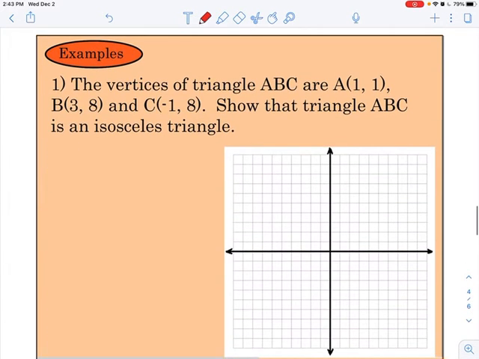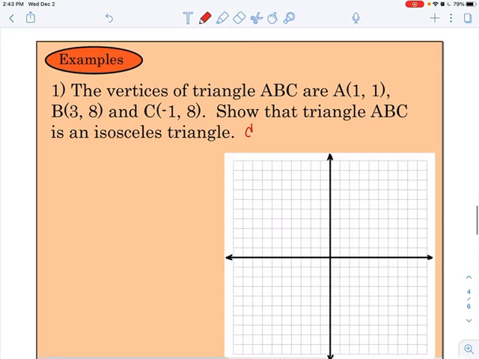Okay, so here we go with example number 1. The vertices of triangle ABC are (1, 1), (3, 8), and (-1, 8). And we want to show that triangle ABC is an isosceles triangle. So if you look back into that chart that we just scrolled through, this means I'm going to need to use the distance formula 3 times. I want to show it's isosceles, so 2 sides have to be equal. But I'm also going to show that the third one is not.